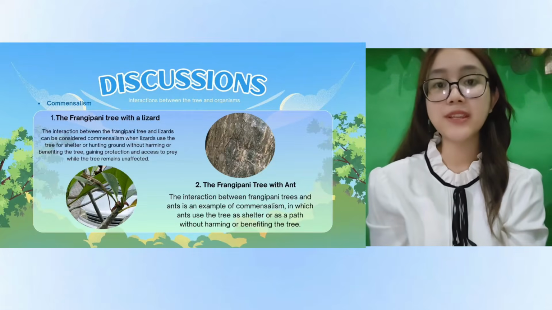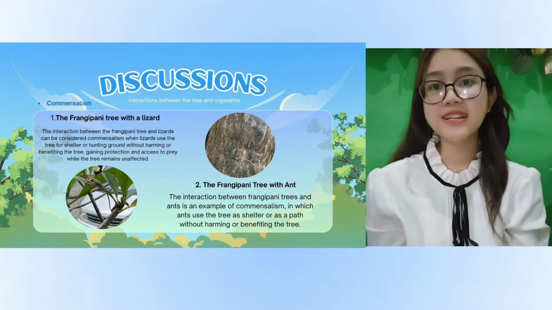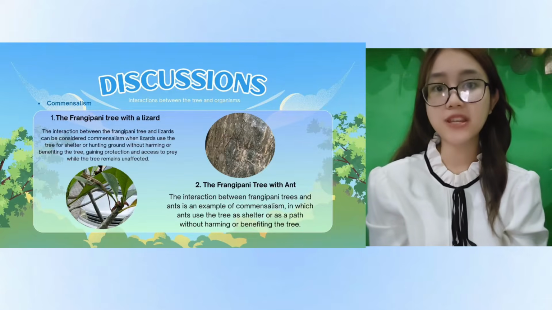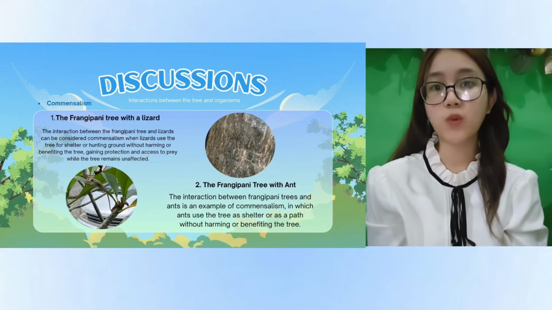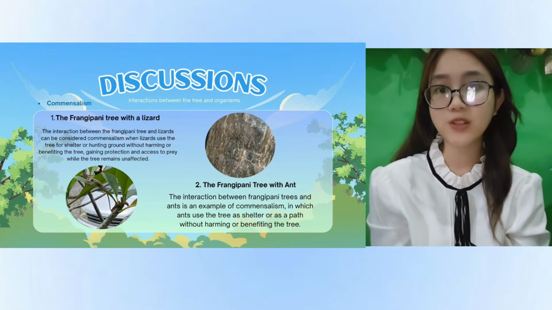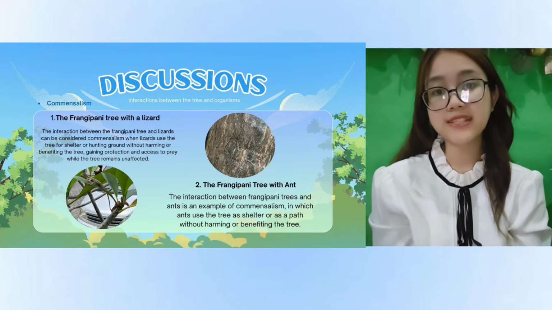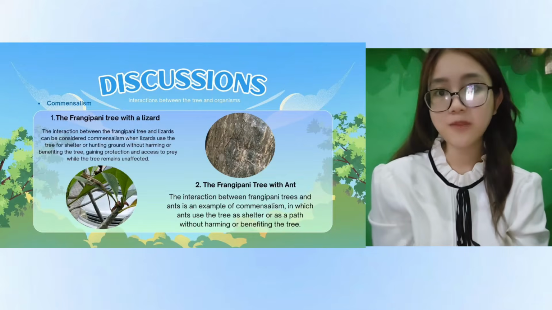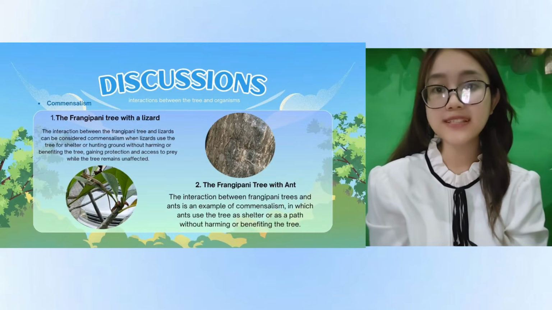The interaction between the frangipani tree and lizard can be considered commensalism, where lizards use the tree for shelter or hunting ground without harming or benefiting the tree, gaining protection and access to prey while the tree remains unaffected. This means the lizard benefits from using the tree as a hiding place or a hunting ground for insects, while the frangipani tree itself stays completely unaffected. It doesn't gain anything, but it also doesn't get harmed, making it a clear example of commensalism.